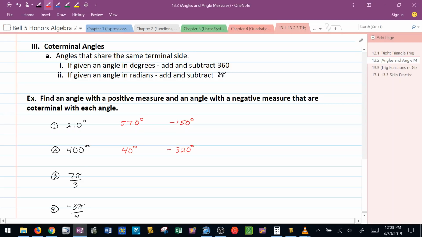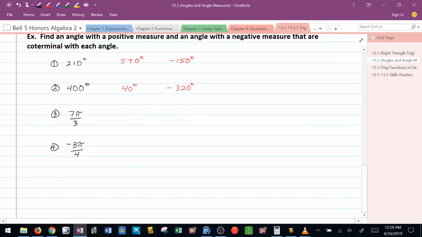All right. Okay, so let's look at number 3 here. So this is an angle that's given to me in radian measure. I know that because pi is in it. I also notice I have the fraction 7 over 3. I know that 7 over 3 is greater than 2 pi. So this is more than one trip around the circle. What I'm going to do to find these two measurements, a positive and a negative angle that have the same terminal side, is I'm going to either add or subtract 2 pi.